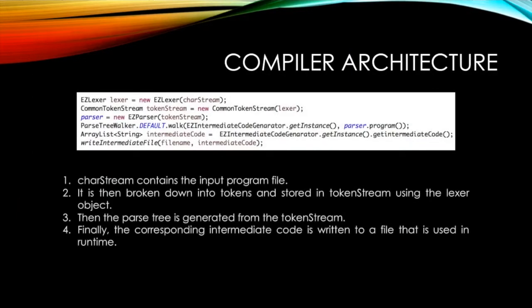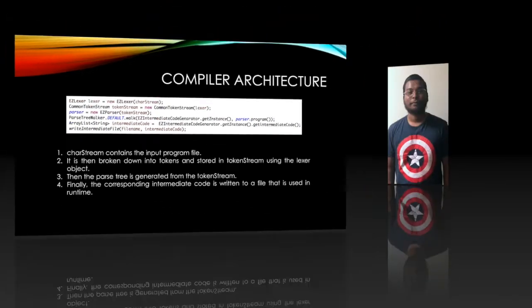So this is how the actual code would look like. For the compiler part, we are getting a char stream, which is our input program file. Then using the lexer object, it is converted into the token stream. This token stream is later passed on, and what we get here is a parse tree, which would be provided to the intermediate code generator, and then we'll get our intermediate code. The next part will be explained by Ram.